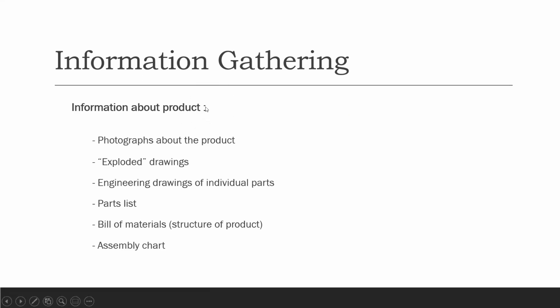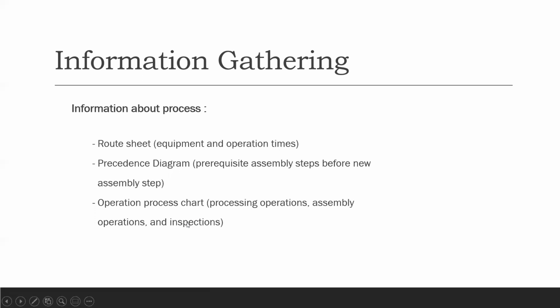Okay, so other information needed for the product design. Ito, na-cover natin last time. So you should understand yung flow diagram, exploded diagram, parts list, bill of materials, assembly chart. About the process, you should know yung flow niya by the route sheet, precedence diagram, what comes first, what comes next, and then operations process chart. Okay, it could be process chart, assembly chart.